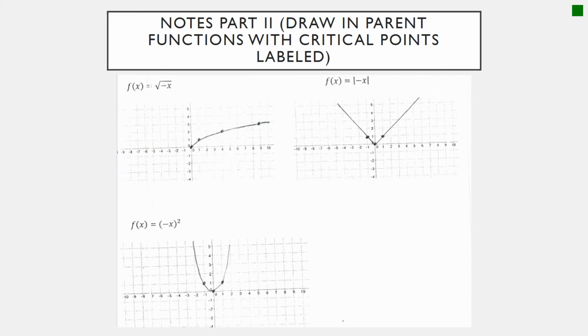And this time when you type in these functions, notice where the negative sign is. The negative signs are right now on the inside of the grouping symbol. We're now on the inside of the square root, we're on the inside of the absolute value, and we're on the inside of the square. So take a look to see what you think is going to happen. Type it in, y equals the square root of negative x. Look at what Desmos gives you, and then draw in that new function with critical points labeled.